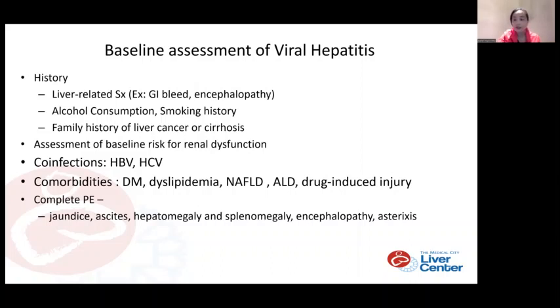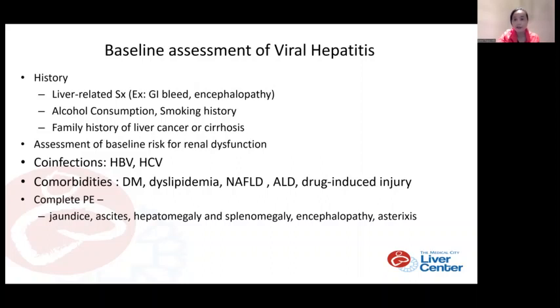So look for co-infections in particular. So check for Hep B and Hep C, and look for comorbidities that might cause injury to the liver. Diabetes, obesity, dyslipidemia can lead to higher rates of fatty liver. The presence of alcohol-related liver disease, and drug-induced injuries.